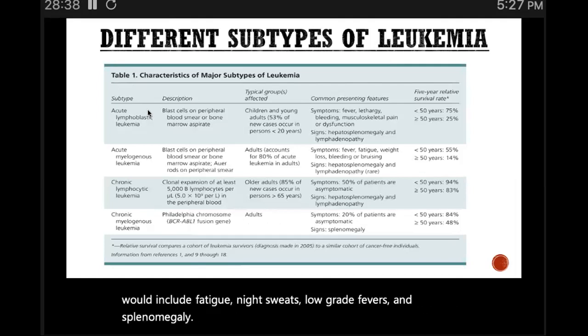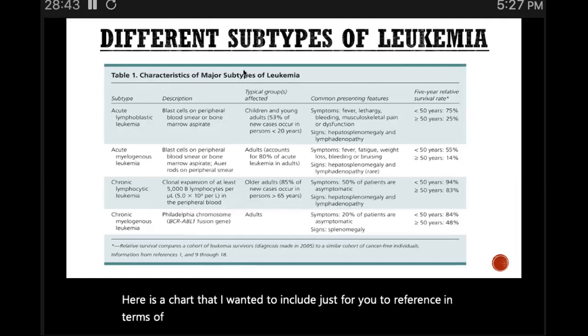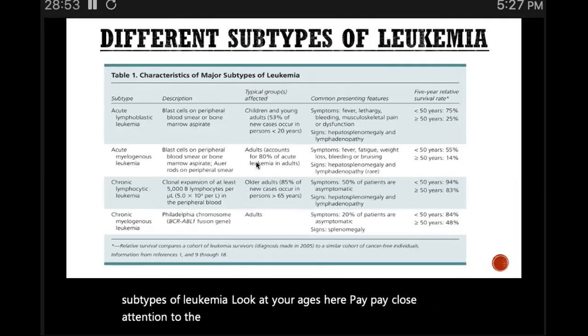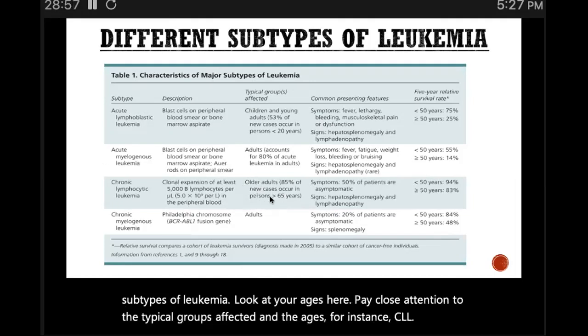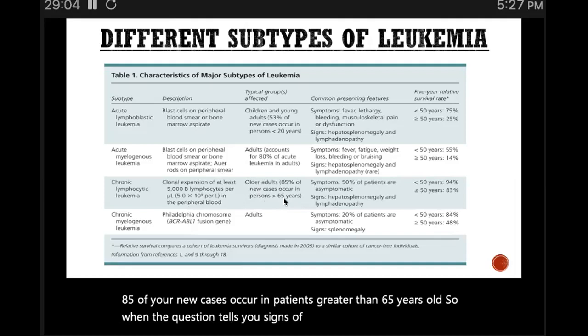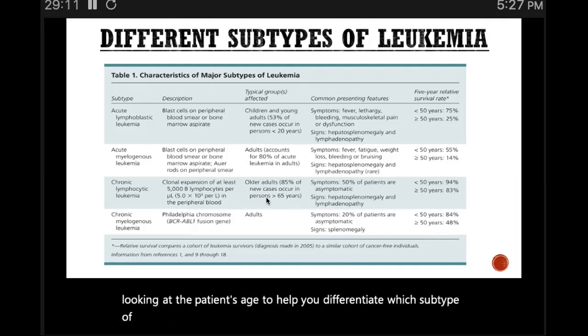Here is a chart that I wanted to include just for you to reference in terms of really understanding and differentiating the major subtypes of leukemia. Look at your ages here. Pay close attention to the typical groups affected and the ages. For instance, CLL, 85% of your new cases occur in patients greater than 65 years old. So when the question tells you signs of leukemia, make sure you're looking at the patient's age to help you differentiate which subtype of leukemia the patient likely has.